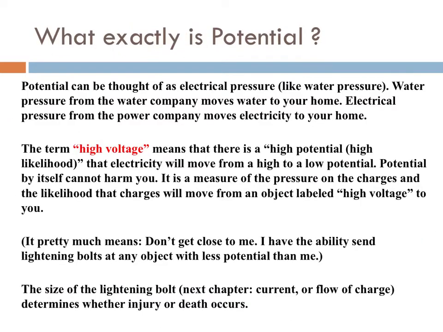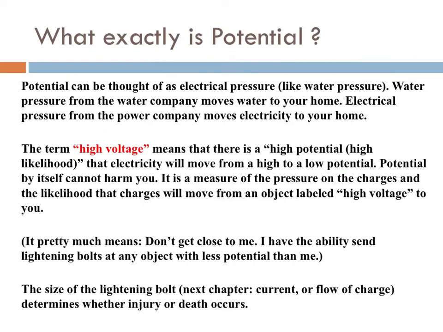Now, you want to think about potential as electrical pressure, like water pressure. You know that water pressure from the water company moves water to your home. Electrical pressure from a power company is going to move electricity to your home. The term high voltage means that there is a high potential, a very high likelihood that the electricity will move from a high potential to a low potential.